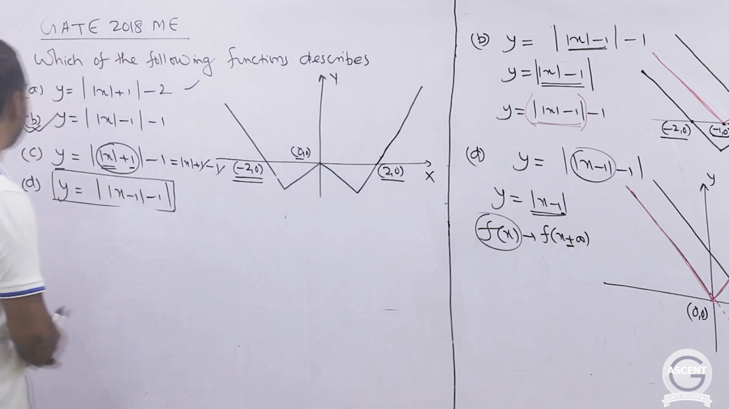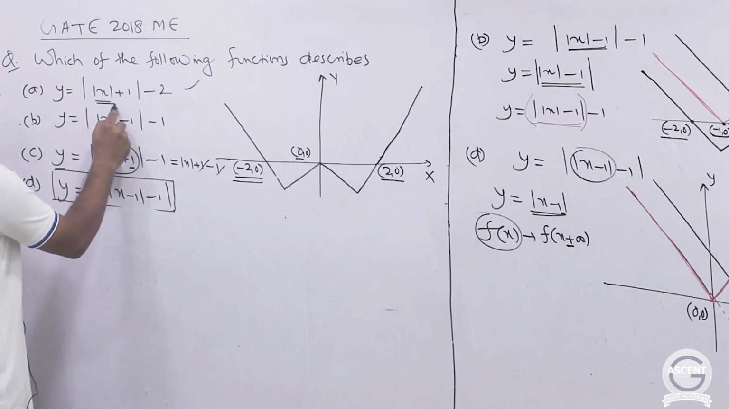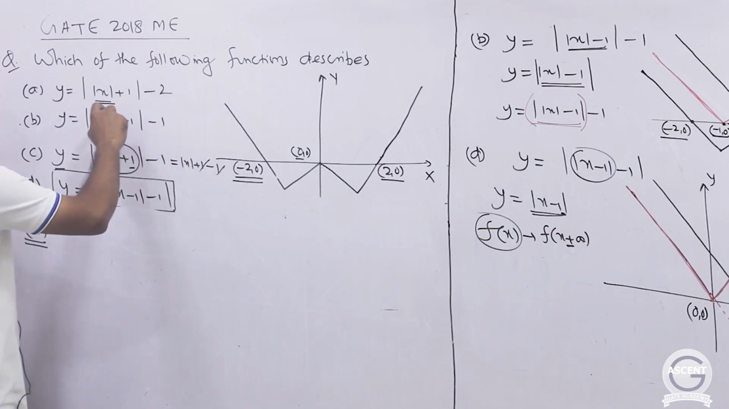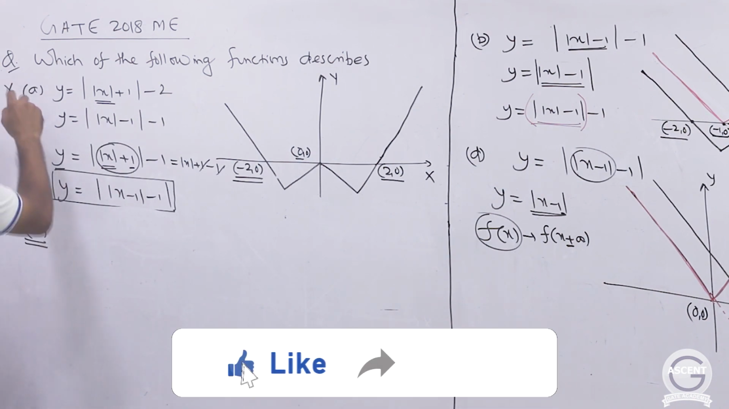So if we start from option A, then you can see that in option A, if I place x equals to 0 here, then I should get y equals to 0, right? Because (0, 0) is lying on this graph. But you can clearly see that if I place x equals to 0, then I will get 0 plus 1 minus 2. So when x is 0, this function is giving us y equals to minus 1. So therefore this option A is incorrect.